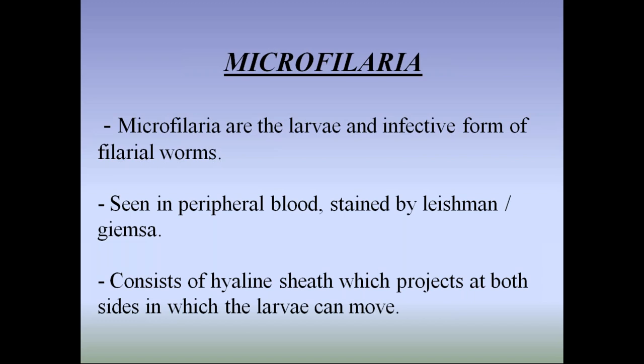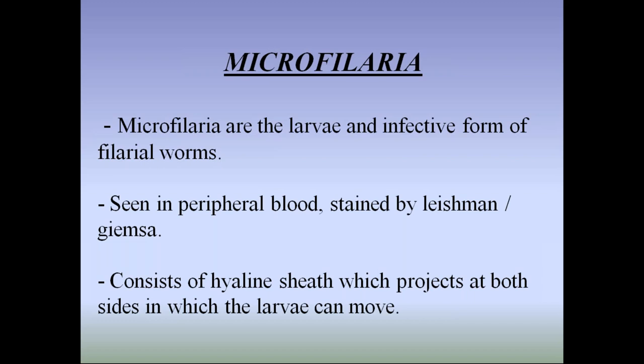Okay, this is about the adult worm of the filarial worms. Coming to the larva of Wuchereria bancrofti, the larval form is called the microfilaria larva. It is found in the blood vessels, in the peripheral blood. It measures more than 200 microns, the length being 200 to 300 microns in size.